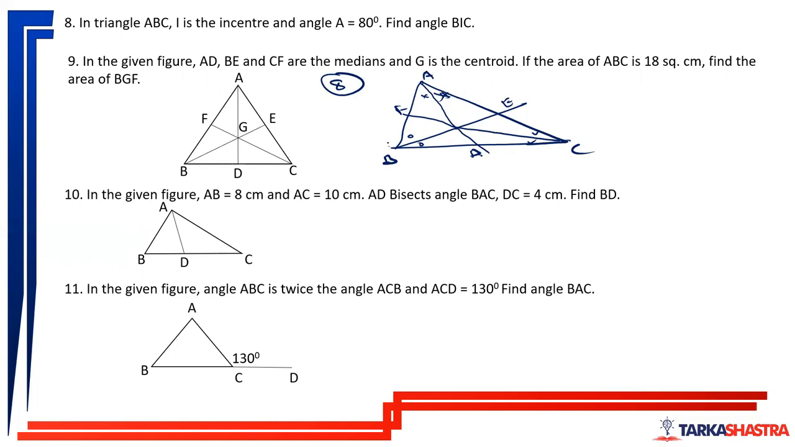Now that they are the angle bisectors, this point of intersection will be the incenter. As this is the incenter, we have to find the angle BIC, angle A is given to us as 80 degrees. Now, there is this property of the incenter, wherein angle BIC is 90 degrees plus half of angle A.